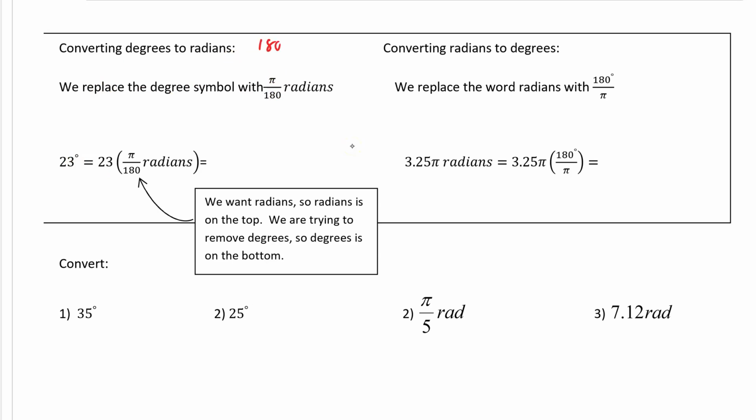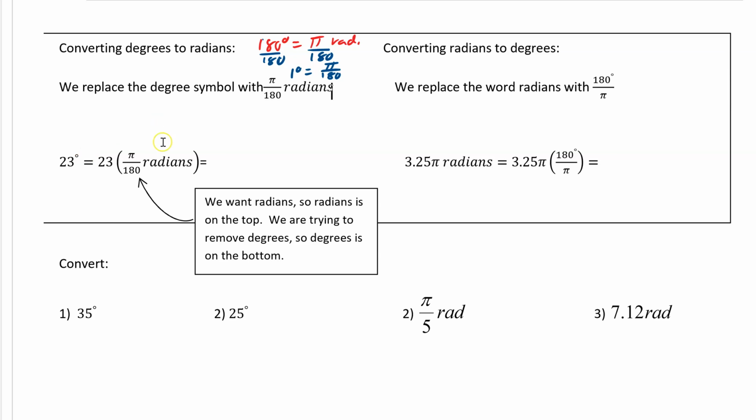Well, if you take 180 degrees and we say that that is pi radians, then if I divide both sides by 180, I get 1 degree is equal to pi over 180. And that's our relationship. So we can take our degree symbol, our 1 degree, because this is 23 times 1 degree, and we would get pi over 180.